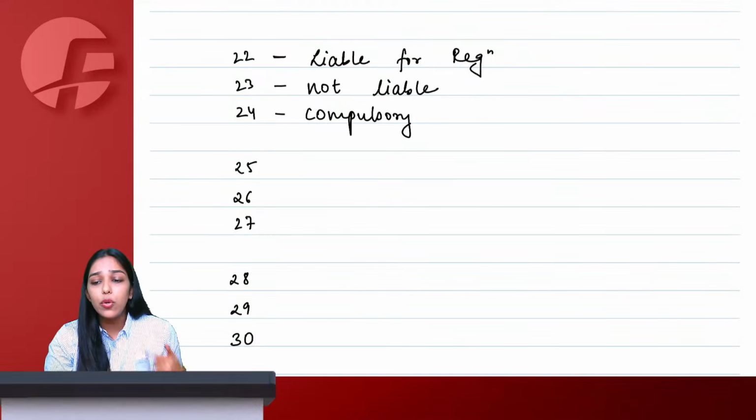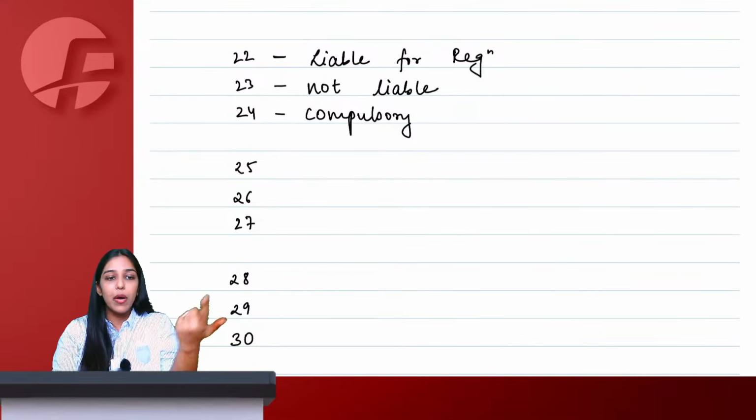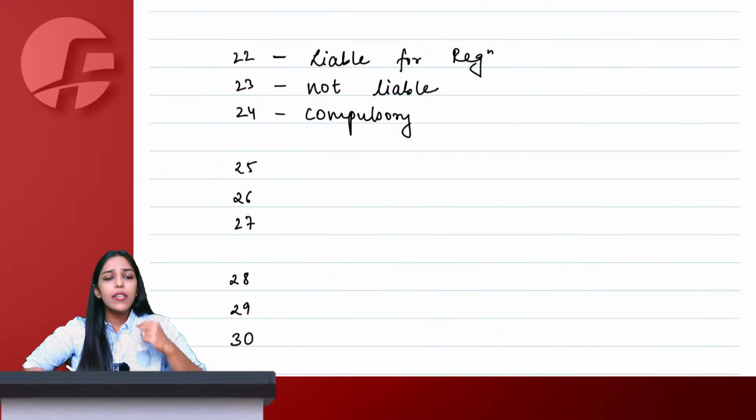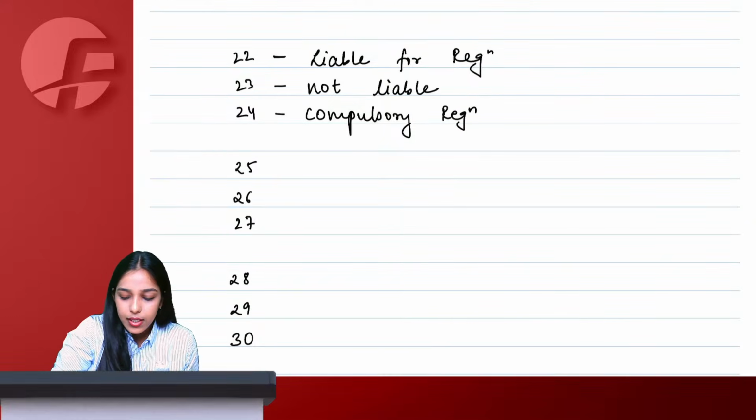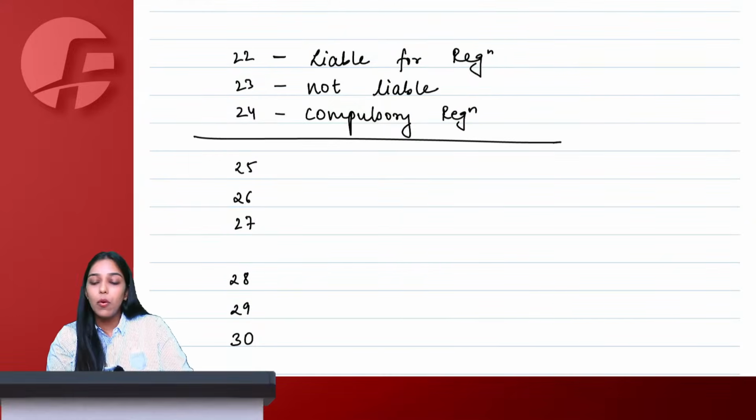2 to 22, you are earning double, therefore you have to take registration. 23 came and said, wait, not liable for registration. And 24 said, what is this nonsense going on? Shut up and take compulsory registration. This is block number 1.